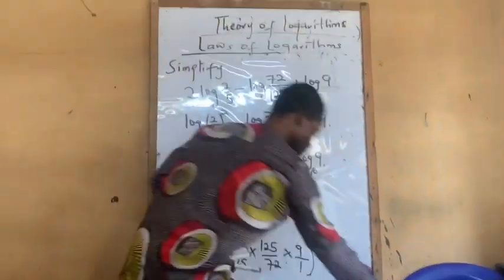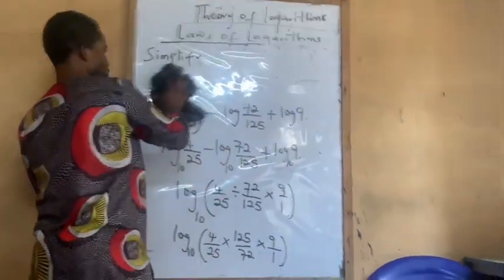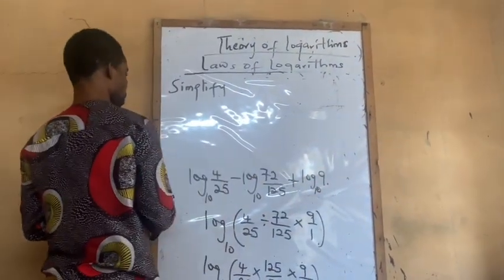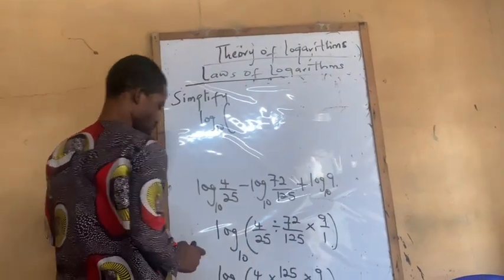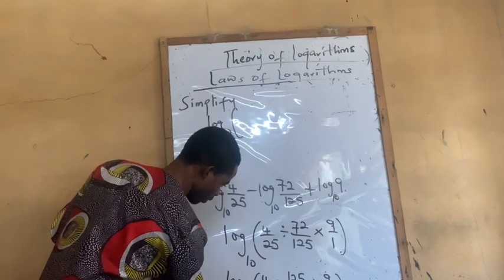That means we're going to have 5 can go here, 5 times 5 is 25. 5 in 125, 25.